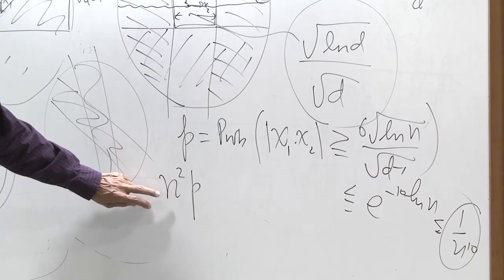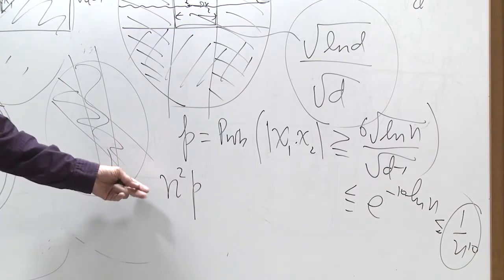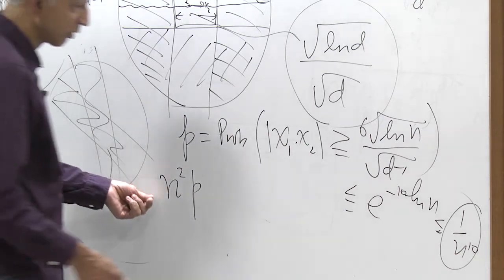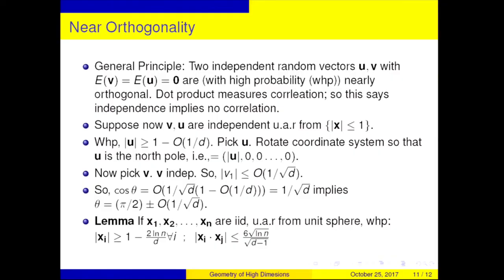Now, we have to union n squared events, not n events, but the n squared only costs you a factor of 2 more because we're taking logs. That's the point, right? Again, please work that out. That's just a union bound that gets you that. So even if I pick a lot of vectors, they're all fairly mutually orthogonal.